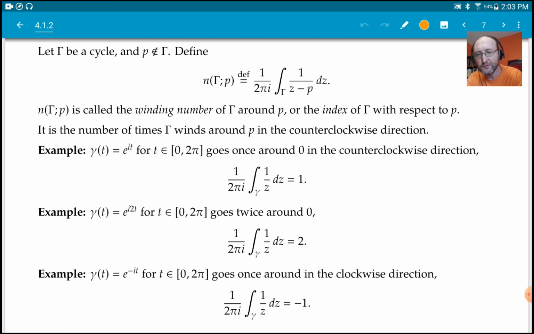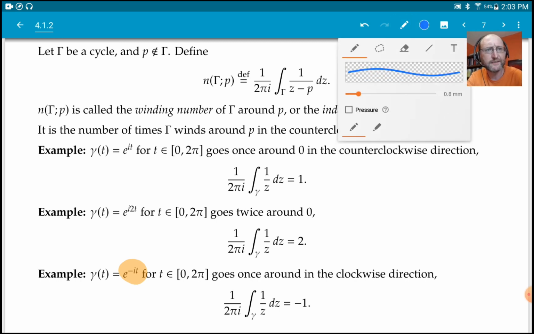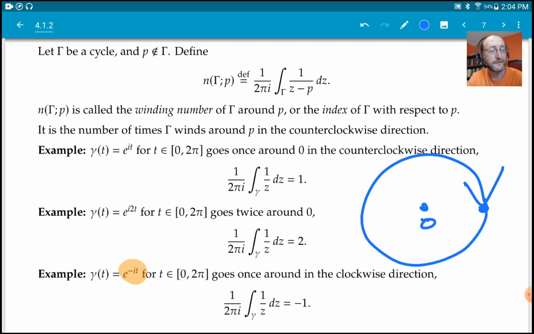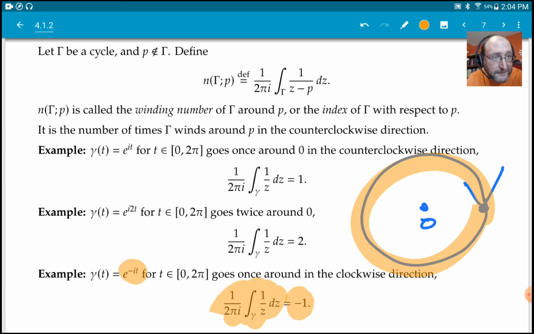Now, what if instead of 2, I make it minus 1, so e to the minus it. What that does is, I start out here, so this is where 0 is. Start at 1. And instead of going in the counterclockwise direction, I go in the clockwise direction. So I go opposite. If I'm thinking of how many times I went in the counterclockwise direction, I went exactly once in the other direction, so I went minus 1 times in the counterclockwise direction, or I went once in the clockwise direction. So that's why I'm getting minus 1 over here. And again, this is just by directly plugging into the definition of the integral.